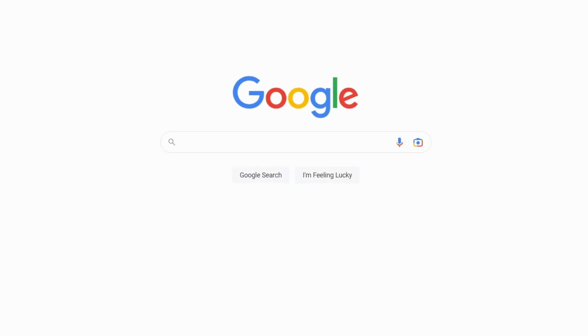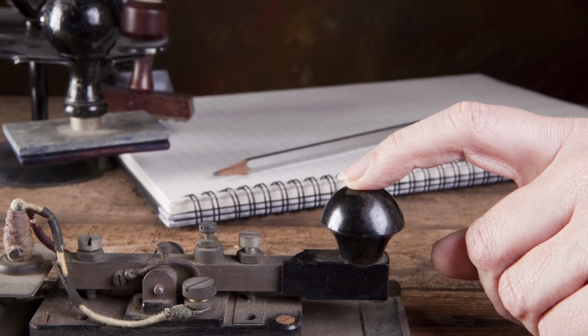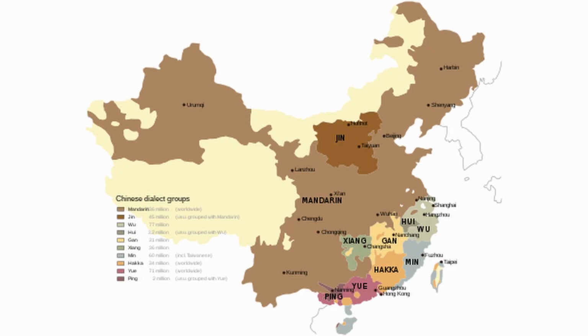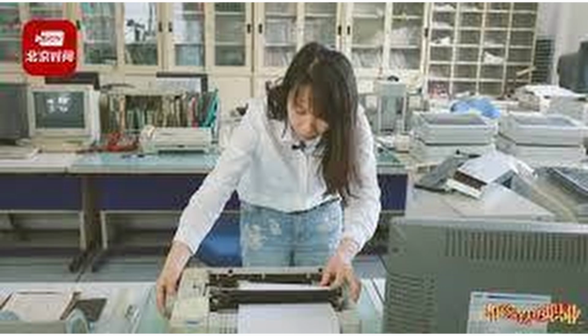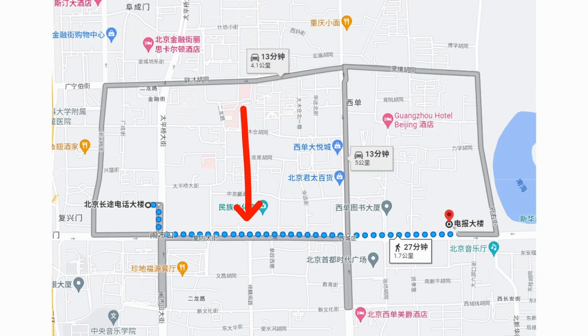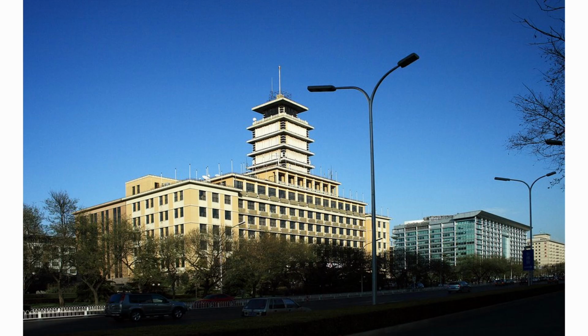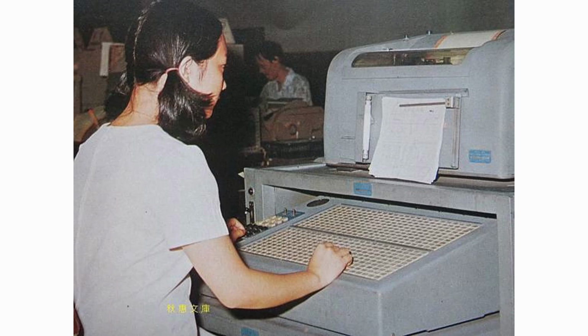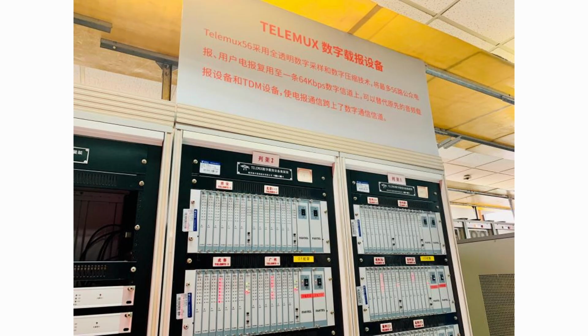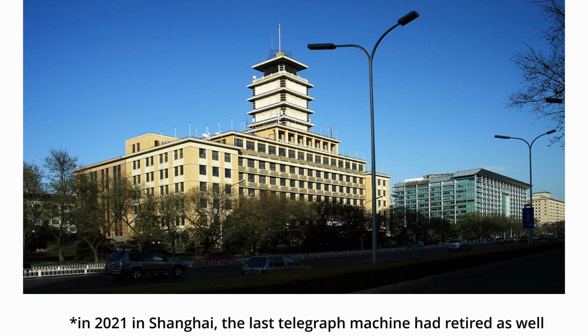In fact, when I searched for information and read articles, I found a very surprising thing: the telegraph has not totally disappeared from the Chinese language world. In 2017, in Beijing, the last remaining telegraph service window was moved from the Beijing Telegraph Building to the Beijing long-distance telephone building. So now, in the 21st century, the telegraph still exists, although it may be in a lonely place inside a building.